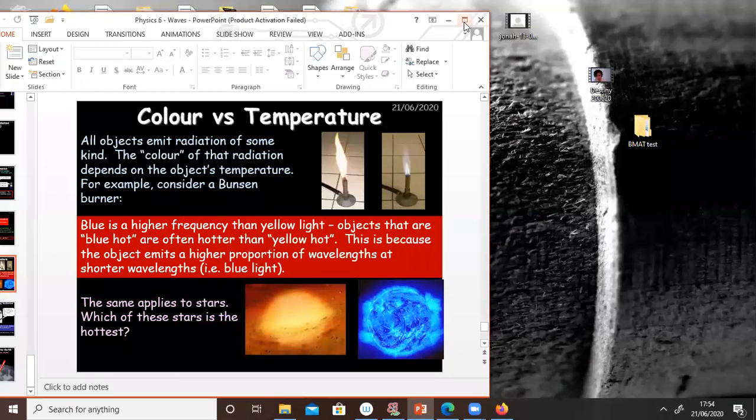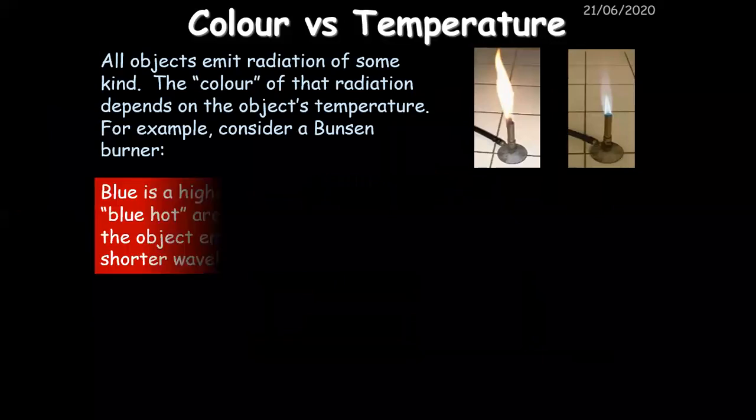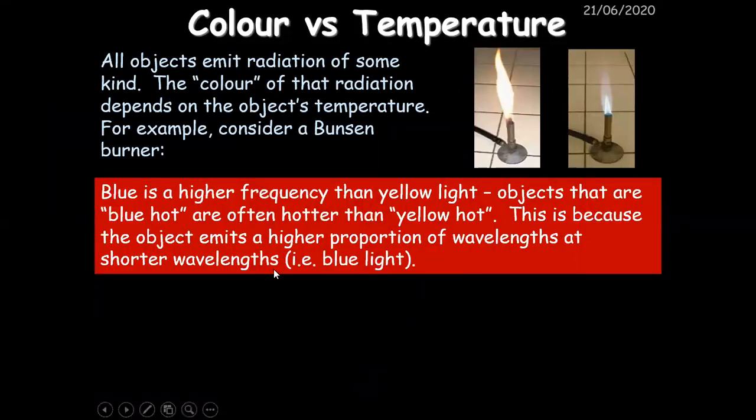Okay, so we're going back to this understanding now of why different colors are linked to different wavelengths. So now you know yellow and blue. Blue is a higher frequency than yellow light. Objects that are blue hot are often hotter than yellow hot. You know this now from my notes. This is because the object emits more blue than yellow. They haven't written this really well. That's why we wrote it in our own words.